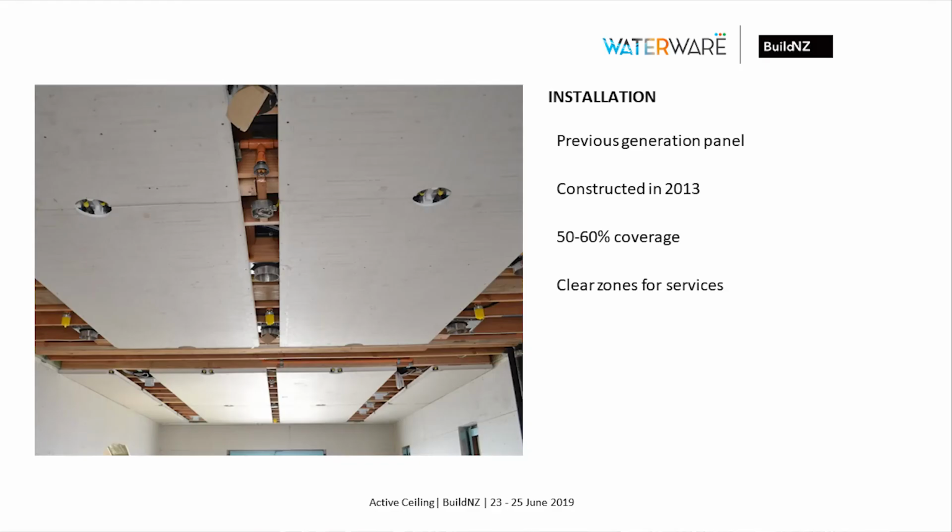Okay, so a previous generation panel had the jib attached to the panel itself. The new one, we're going with the naked panel, which allows the division of trade. But it gives you an idea here of the ceiling coverage required in this job, which was 70%. And you can see where the services are run in between the panels, so you've got your lights, your sprinkler and your smoke alarm, basically in this channel in between the panels.